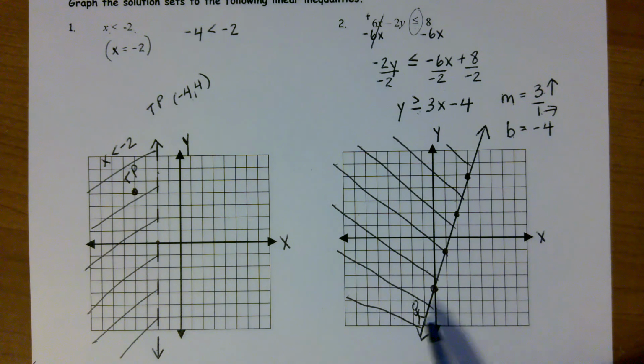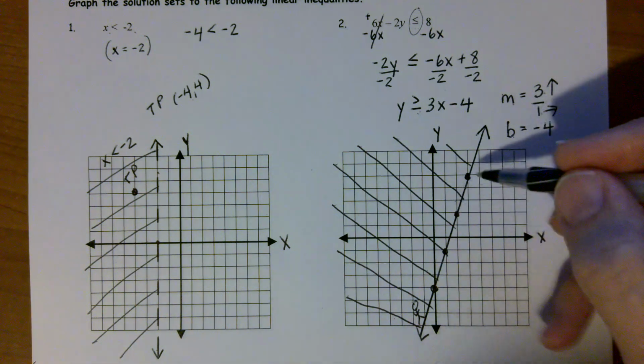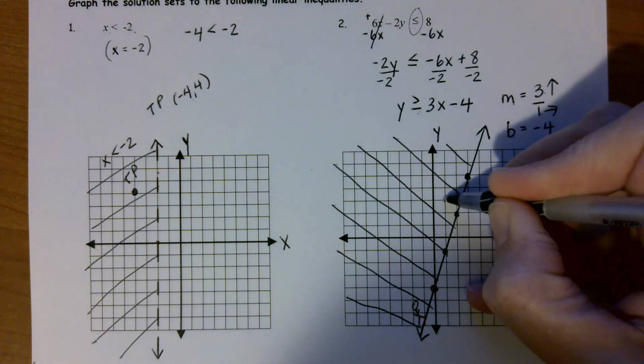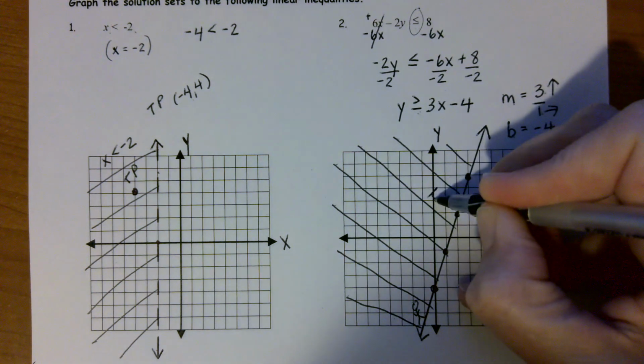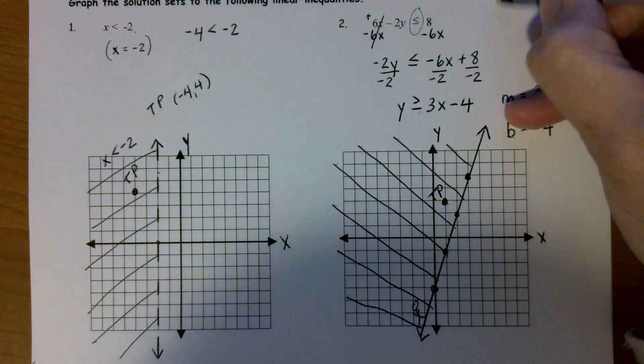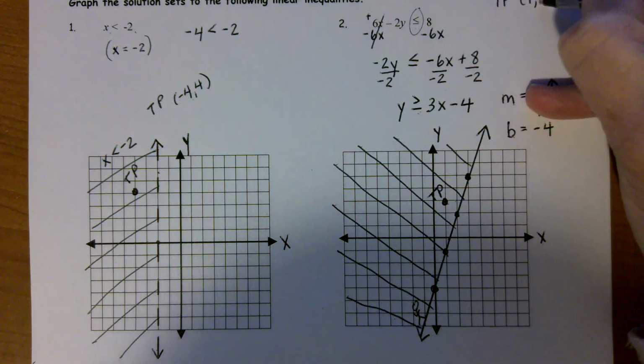Okay, but what if you said, I don't really know if I shaded correctly? Well, let's pick a test point. So I'm going to pick a test point well into the shaded region. Let me pick, let's see, this one. So here's my test point. My test point is 1, comma 3.